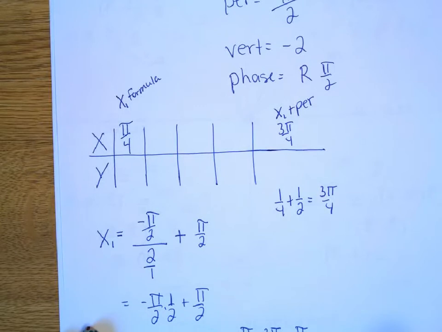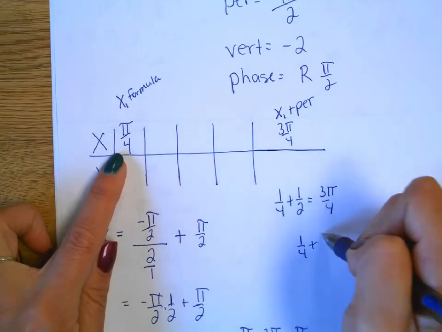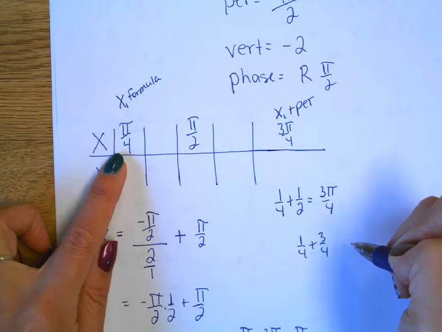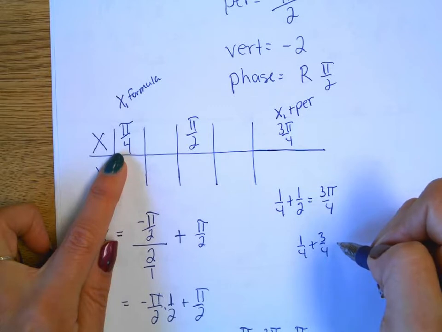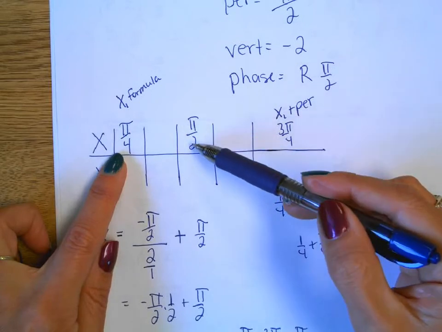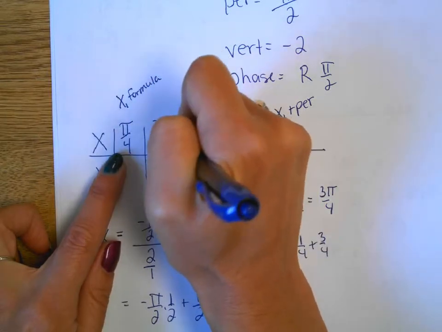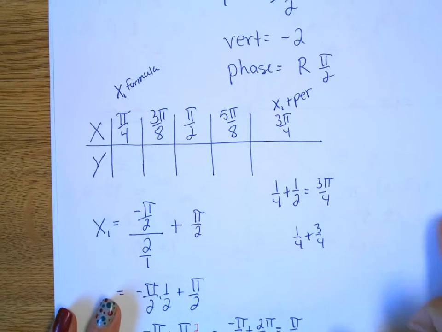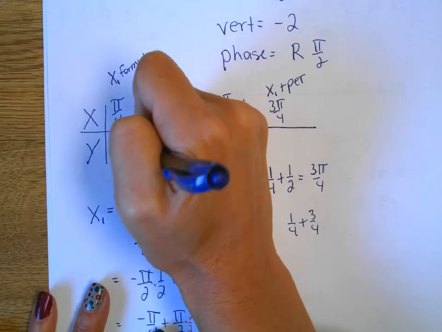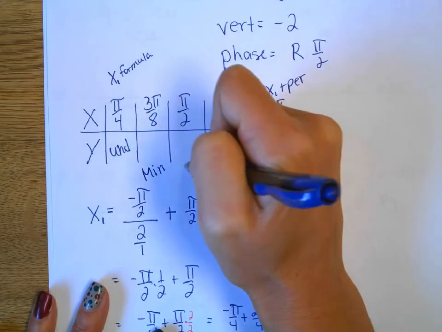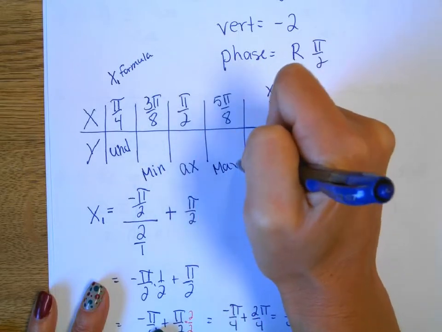And now you're averaging to get the middle. So if I add, that's 1. Cut in half is pi over 2. So that would be 2 over 4, 3/8, and then 5/8. I can fill in undefined and undefined. And the pattern is min, axis, max.